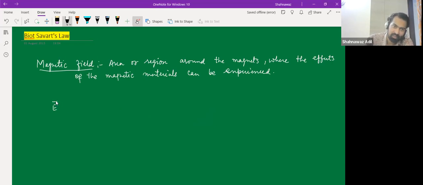Electric field E is F by Q. F is QE, and E is F by Q. Force is a vector quantity, so electric field is also a vector quantity. Yes, Aisha, you are correct. So the magnetic field is also a vector quantity.